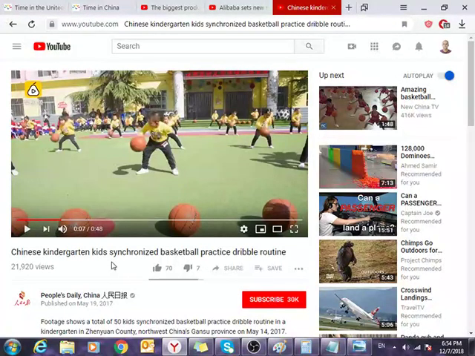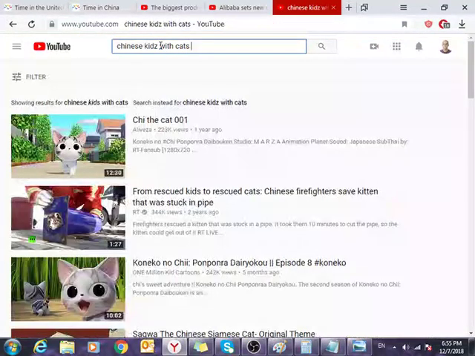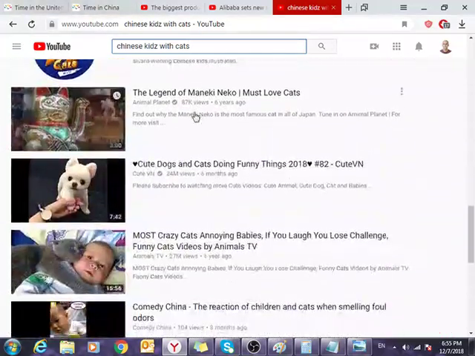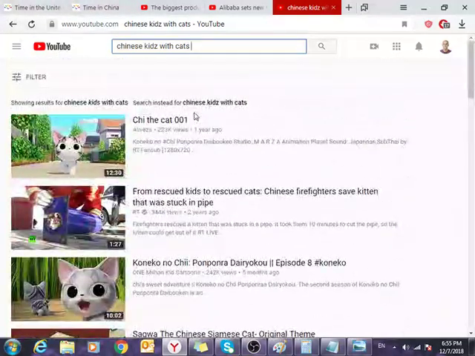This is not a cat or a dog. No, this is a ball. See, this is production. This is a consumer. He's not building Chinese with a cat. Kids with cats, for example, with dogs.